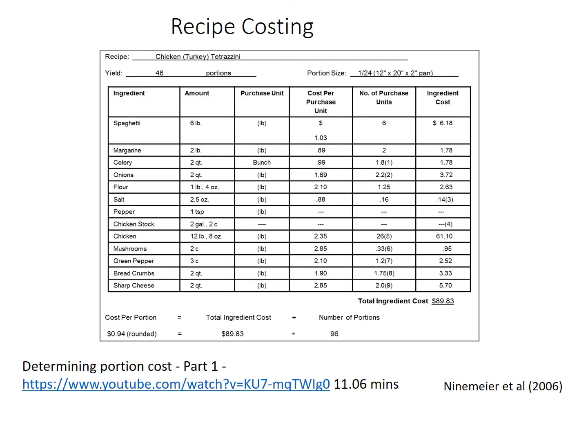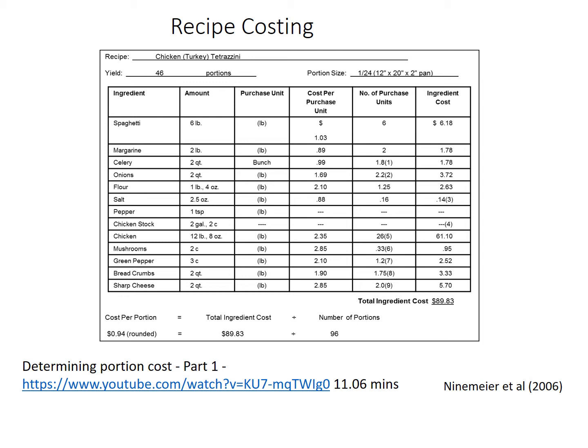And then we go into the additional details in terms of costings. So we look at the costings in terms of total ingredient costs of £89 and the yield of 46 portions. And then we're saying to ourselves, what is the costing? And we're costing everything down. How much do we need? Amount of spaghetti, margarine, celery, onions, flour, salt, pepper, etc. So again, how much do we need? And then the purchase unit, and then the cost of the purchase unit, and then the number of purchase units, and then the ingredient cost, total ingredient cost.